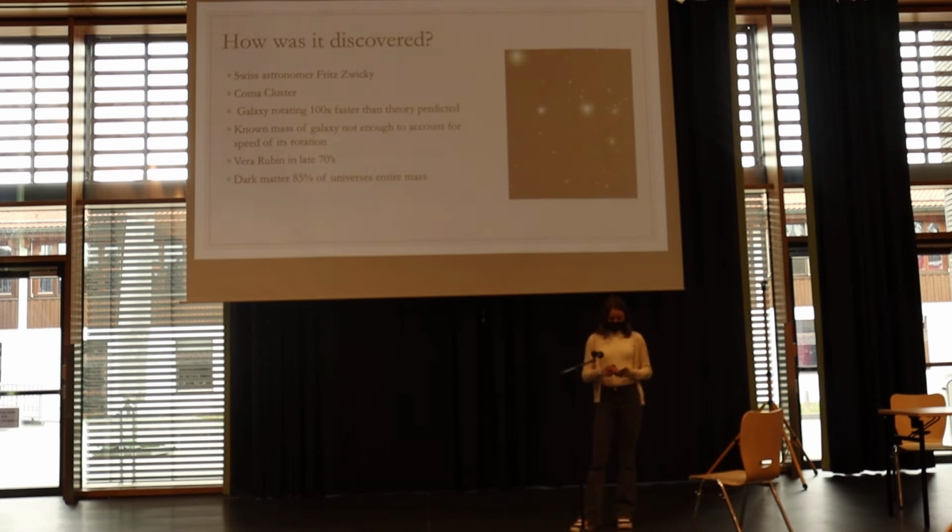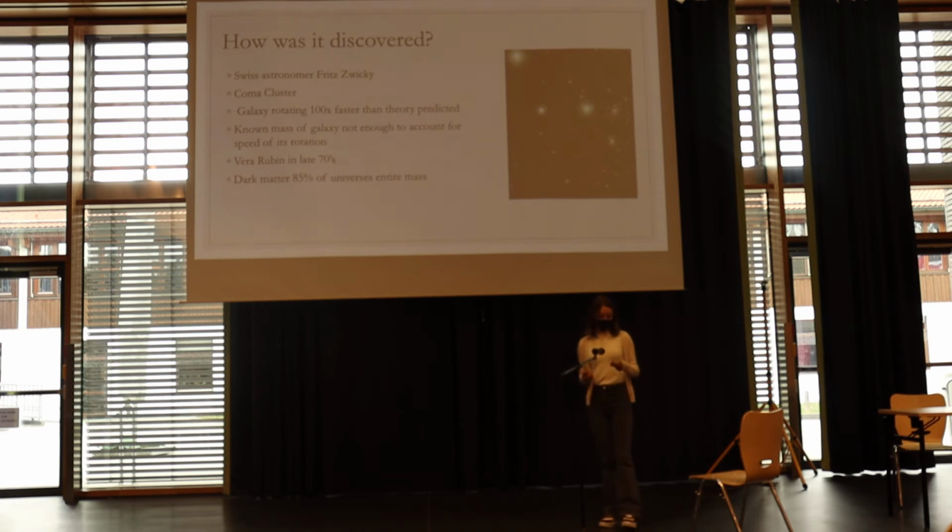Later in the 70s, Vera Rubin, an American astronomer, worked on the motion of spiral galaxies, specifically that of the Andromeda. And she found the same thing Zwicky had claimed 40 years ago. Today, it is confirmed that dark matter exists, and it is even thought that it makes up 85% of the universe's entire mass. Now, what exactly even is dark matter?